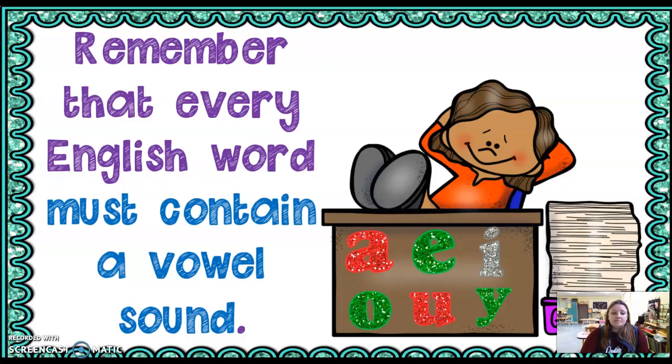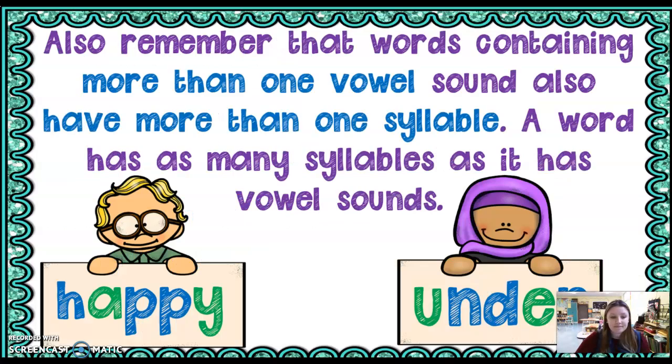All right, so every English word must contain a vowel sound. Regardless of how it's spelled, it must contain a vowel sound. Our vowels, remember, are A, E, I, O, U, and sometimes Y. One more time. A, E, I, O, U, and sometimes Y. Also remember that words containing more than one vowel sound also have more than one syllable. A word has as many syllables as it has vowel sounds. Now, a vowel sound is not always a single vowel letter, but in this case, happy has A and E. That's two vowel sounds.